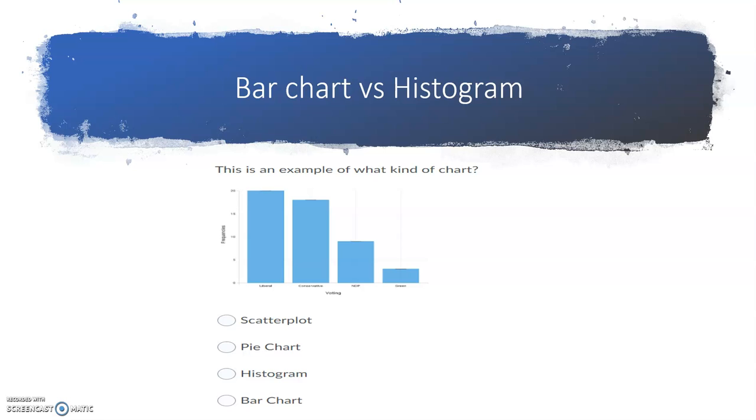Bar chart and histogram. So histogram is used for the continuous variable frequency. So you can see here, you cannot see the gap between the bars, but this one is a bar chart. You can see the gaps between the bars, that is used for the categorical variables. And you can put more categorical variables on the x-axis. So the answer is a bar chart.